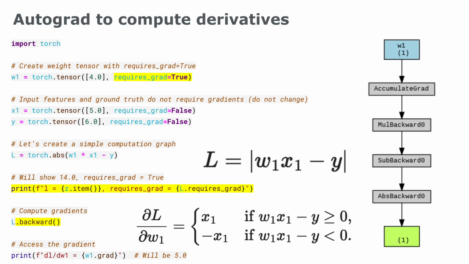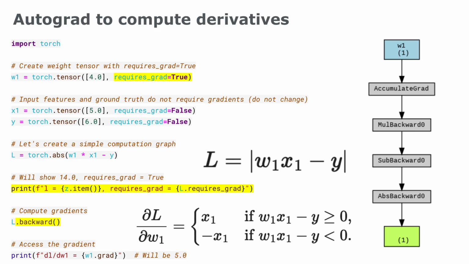Backward is this method that performs backpropagation to calculate the partial derivative of L with respect to W1. PyTorch will use L's computation graph, which is shown on the right. This diagram that we see here tracks every single operation that was done on W1. And you see that as we had requires_grad equal True, everything that was done on this particular tensor, the multiplication, the subtraction, the absolute value, has been tracked. This is called a computation graph and is created automatically by PyTorch.